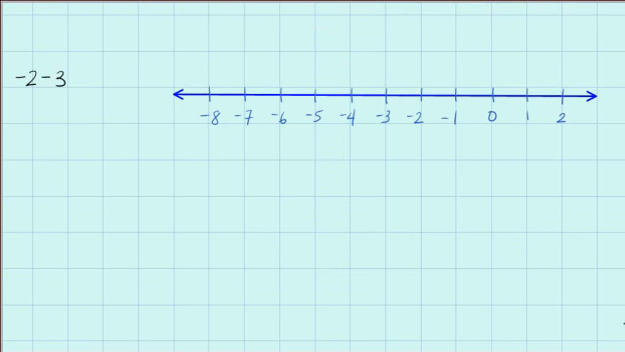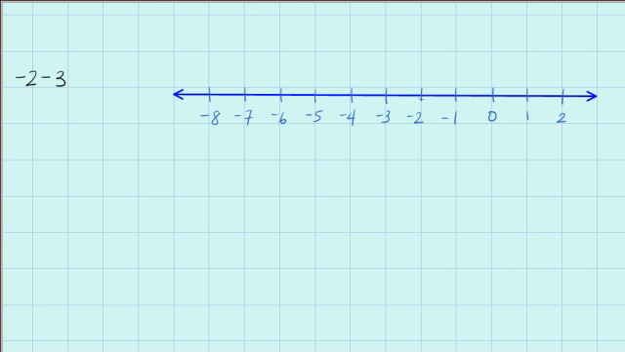Okay, negative 2 take away 3. Negative 2 take away 3. I start at negative 2. What direction do we go? We go to the left because it's a subtract or a negative. How many units do we move? 3. Let's go for it.